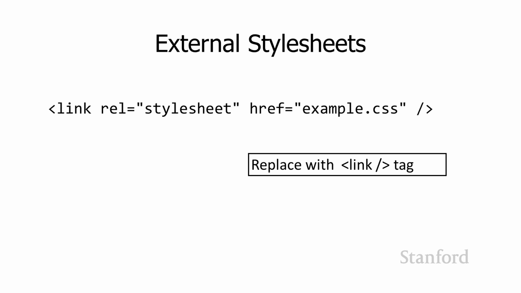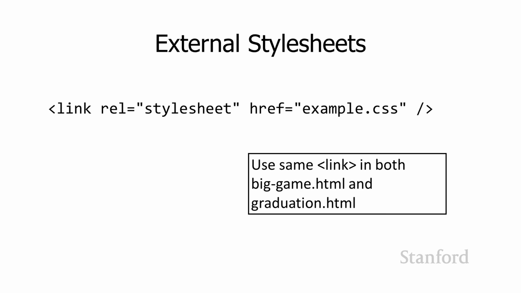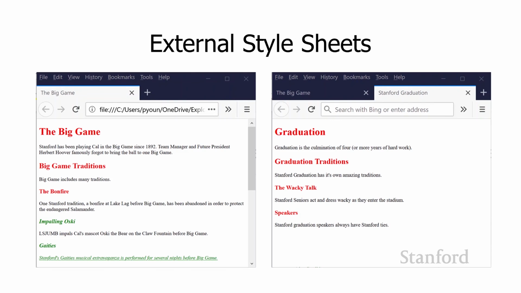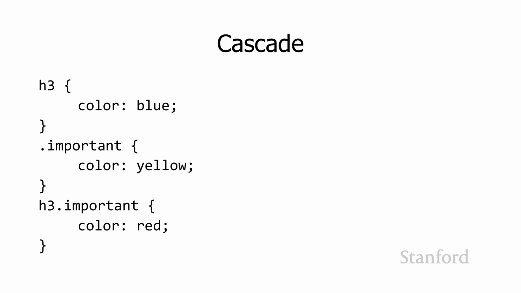Okay, so I can use the same link tag in both biggame.html and graduation.html, and then bang, that copies the styles over to both of them. And then if I make further changes to example.css, it will affect the styles in both of these web pages. So in general, you want an external style sheet because it's going to allow you to make changes in a single location, have them ripple across all your web pages on your website. Okay, last thing I wanted to cover today, or at least for this video, the Cascade.